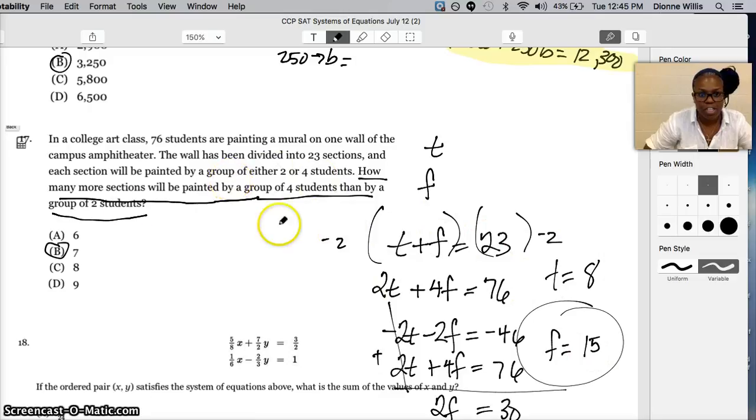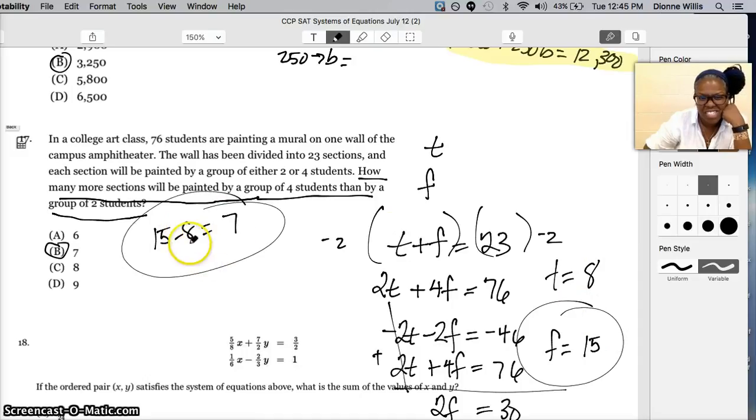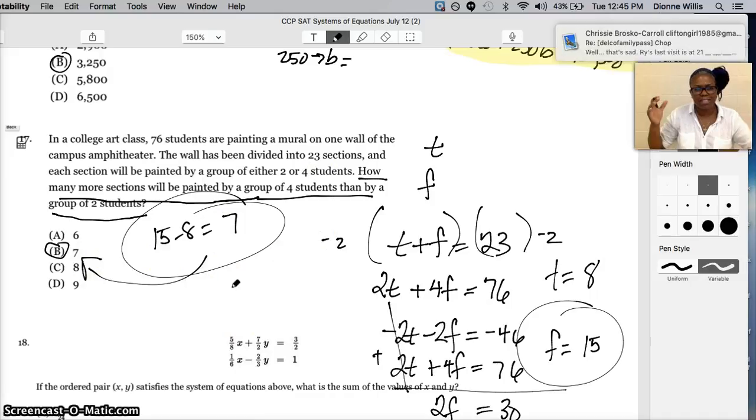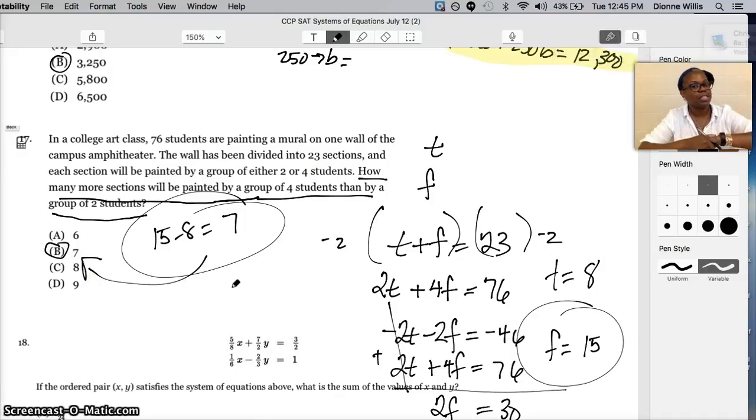Let's now go back to the question. So T is the number of sections being painted by groups of 2, and F is the number of sections being painted by groups of 4. So how many more sections will be painted by groups of 4 than by groups of 2? So I'm going to subtract the 2. 15 minus 8 is equal to 7. Does that make sense? I hope so. I know it got a little bit confusing. Are we talking about sections or are we talking about groups? In this way, groups and sections kind of refer to the same thing.